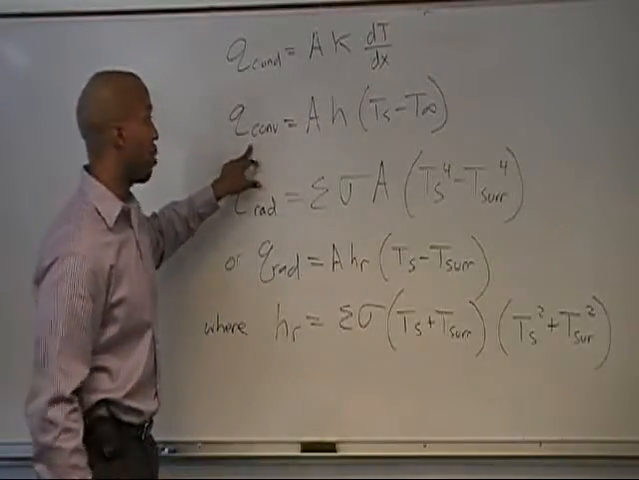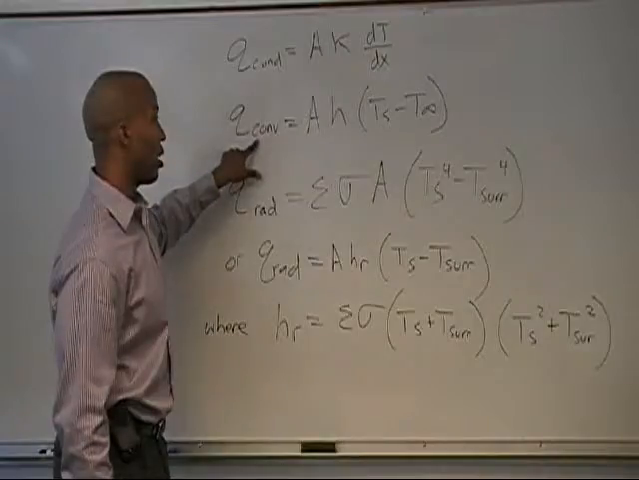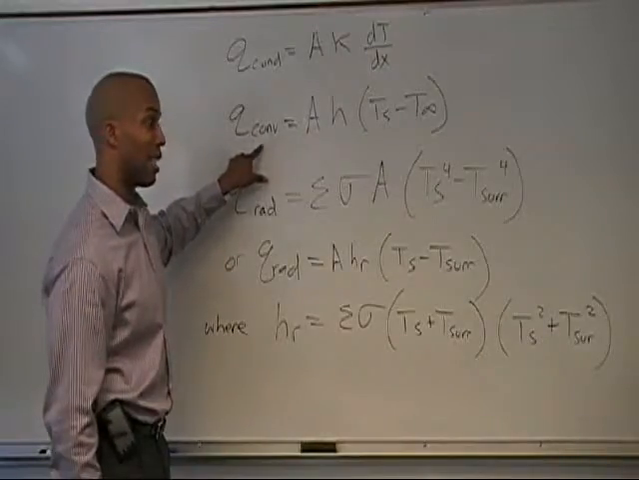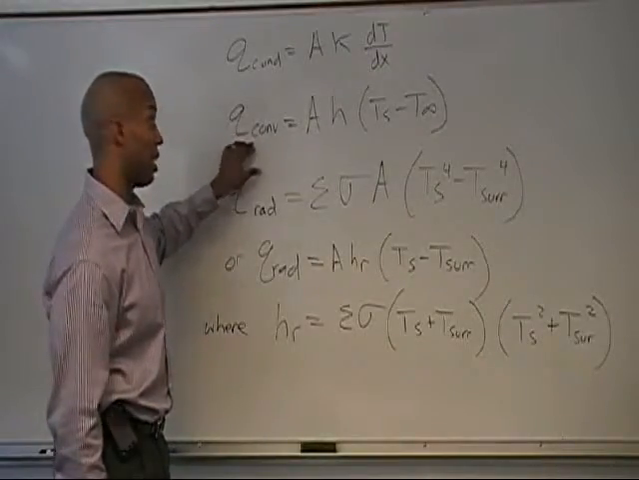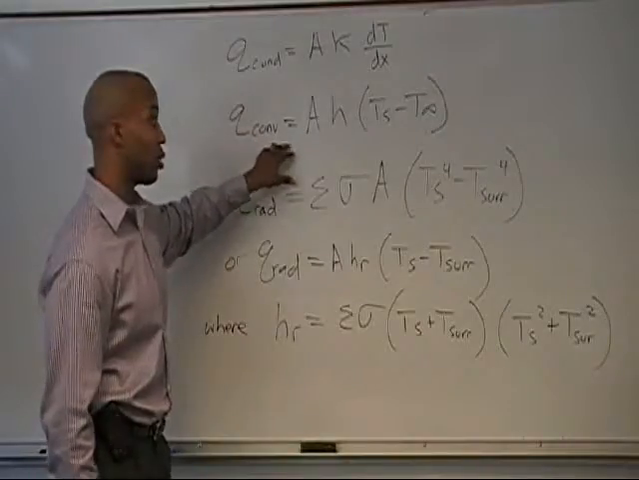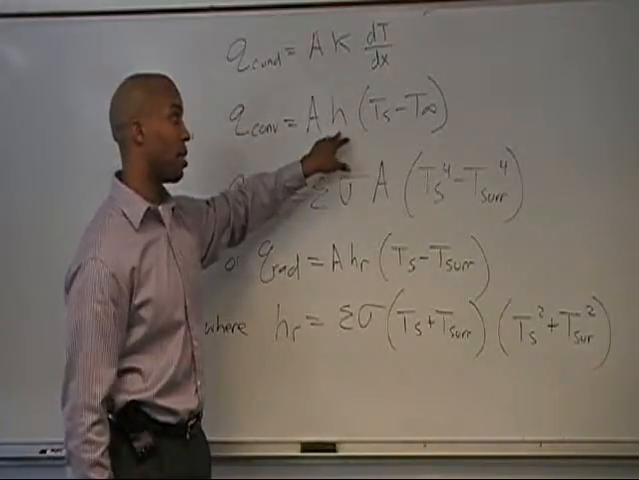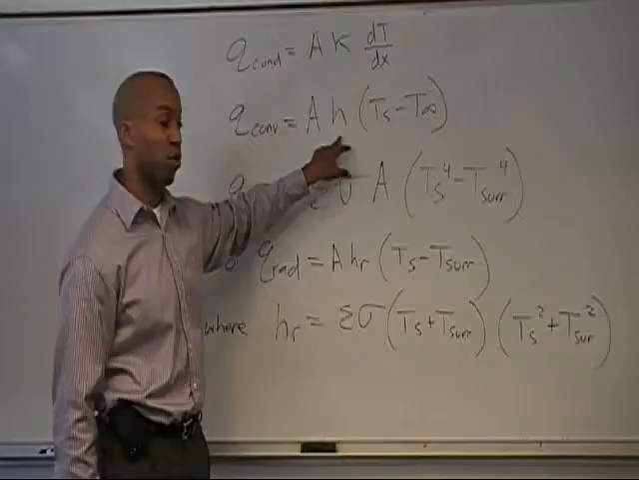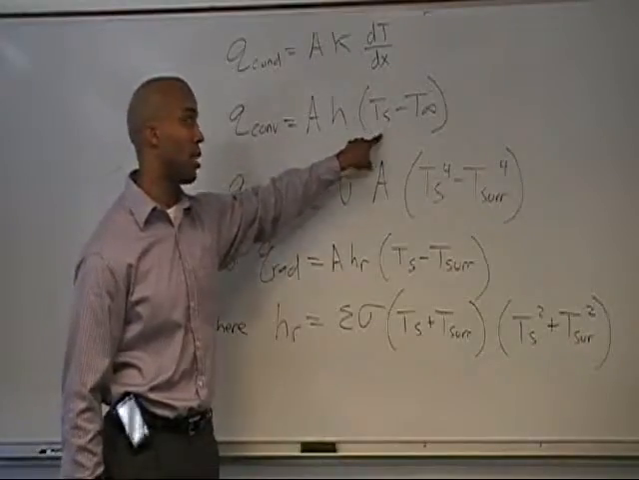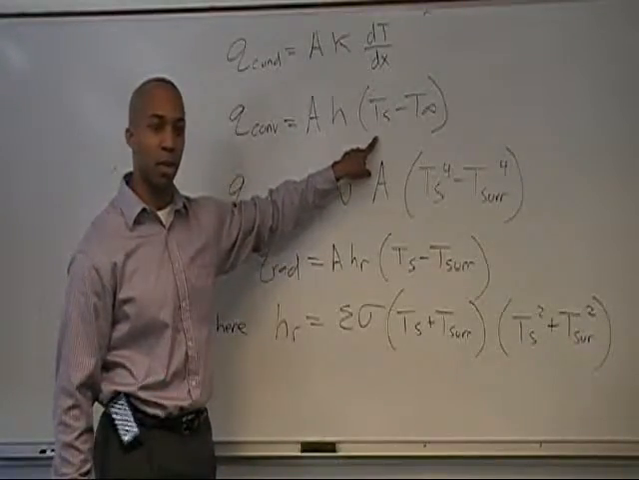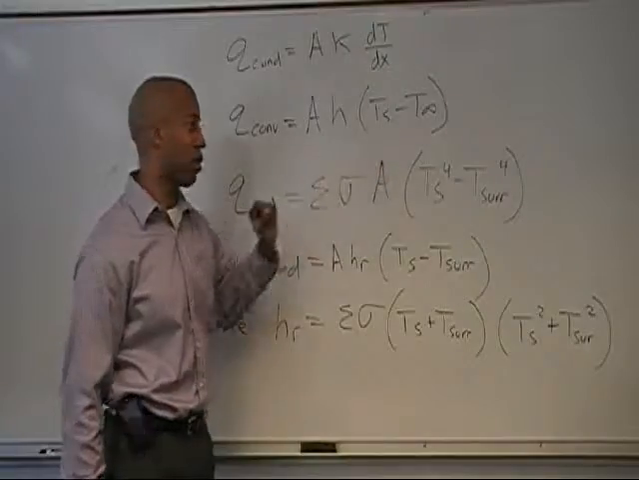For convection, we have the rate of convected heat in watts equal to the area times h, the heat transfer coefficient, times the difference between the surface temperature and the ambient temperature.